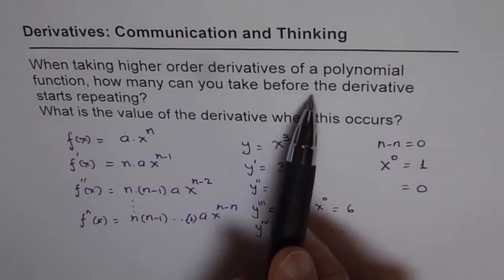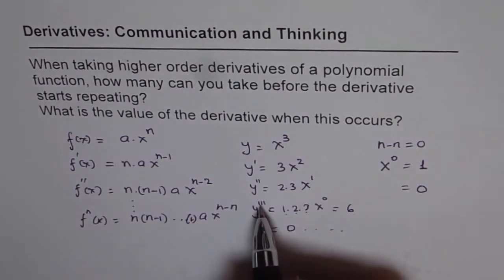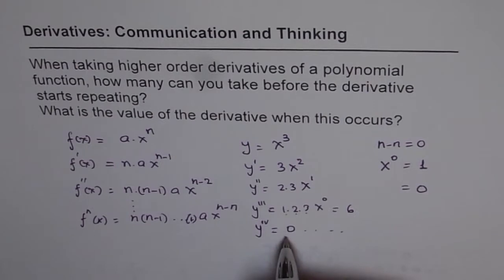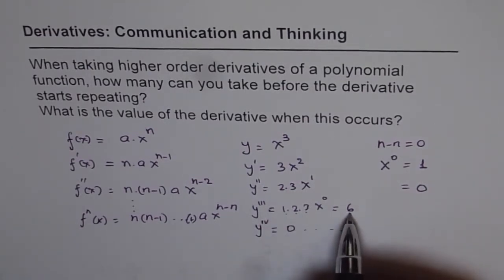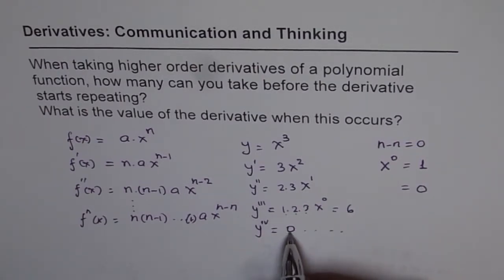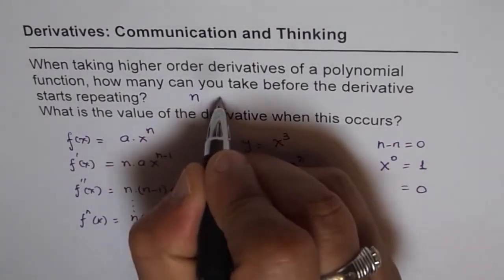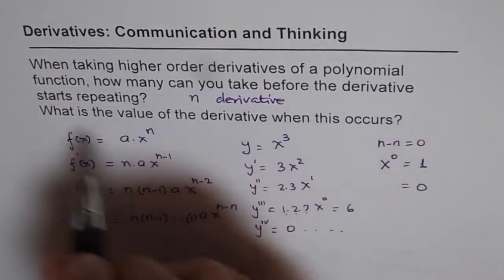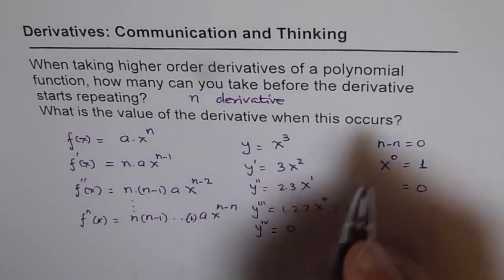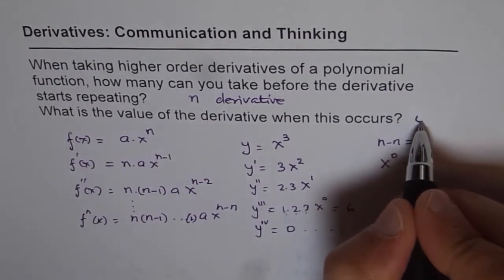How many can you take before the derivative starts repeating? Now after the third, it becomes 0, and it becomes 0 thereafter, right? Because the derivative of 0 will be 0. There's no function left here, right? It is a 0 function. So we can say we can take n derivatives when we get a constant, and after that, whatever derivative you take, you'll get 0. Do you understand? So we can say we can take n derivatives, and after that, what is the value of the derivative when this occurs? The value of the derivative is 0.